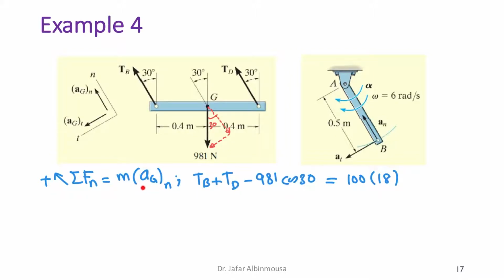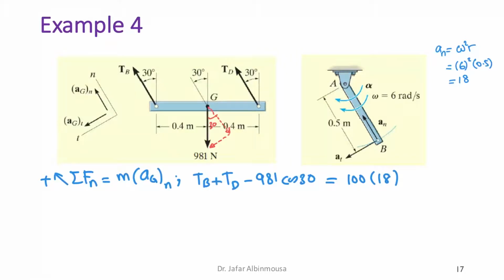Now this is equal to m, which is the mass, times a normal. The normal component, if you remember, a_n is equal to omega square r for a rigid body. Omega is 6, so 6 square is 36 multiplied by r, which is 0.5. This will give you 18. So this 18 is the normal acceleration.